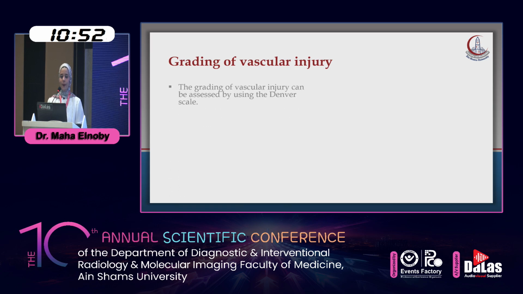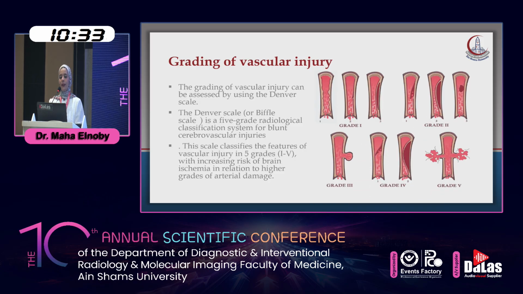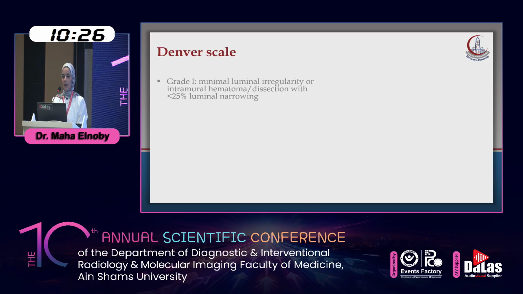Grading of vascular injury. The grading of vascular injury can be assessed by using the Denver scale, and we must not confuse between the Denver scale and the Denver criteria. The Denver scale, also called the Biffl scale, is a 5-grade radiological classification system for blunt cerebrovascular injury. This scale classifies the features of vascular injury into 5 grades, with increasing risk of brain ischemia in relation to higher grades of arterial damage.